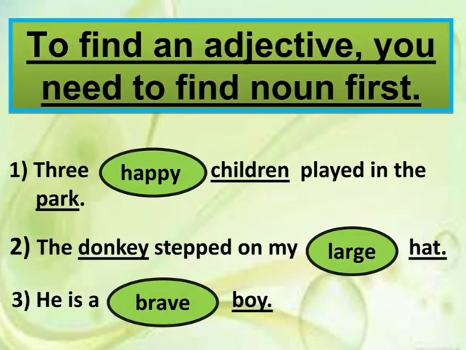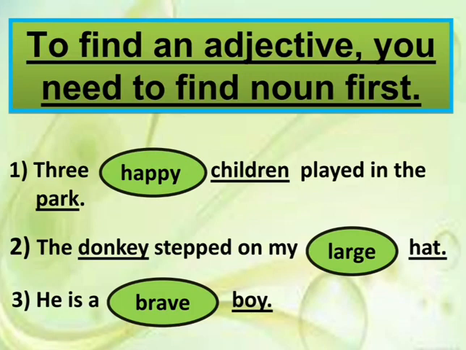Let's see some examples. Three happy children played in the park. In this example, first you have to find the noun. So in this sentence, children and park are the nouns. But in this sentence, only the noun children is being described. And how are the children being described? They are happy. So happy is an adjective. Again in the next example, the donkey stepped on my large hat. We have 2 nouns in this also, donkey and hat. But only the noun hat is described as large. So large is an adjective.